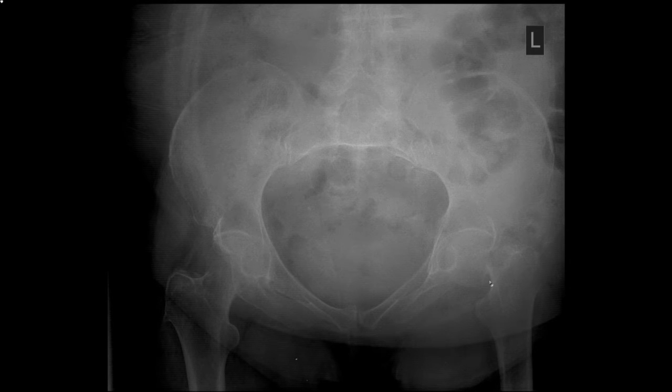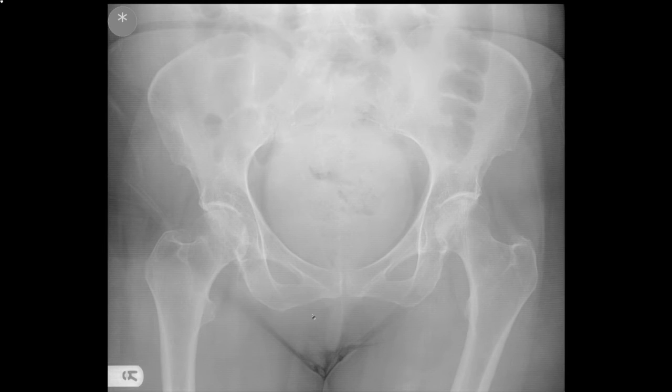On the left side, the lower aspect of the femoral neck comes up here. There appears to be a discontinuity across the femoral neck. The femoral head is in its correct position, and the lines do not line up as they should. So again, this is another example of a fractured neck of femur.